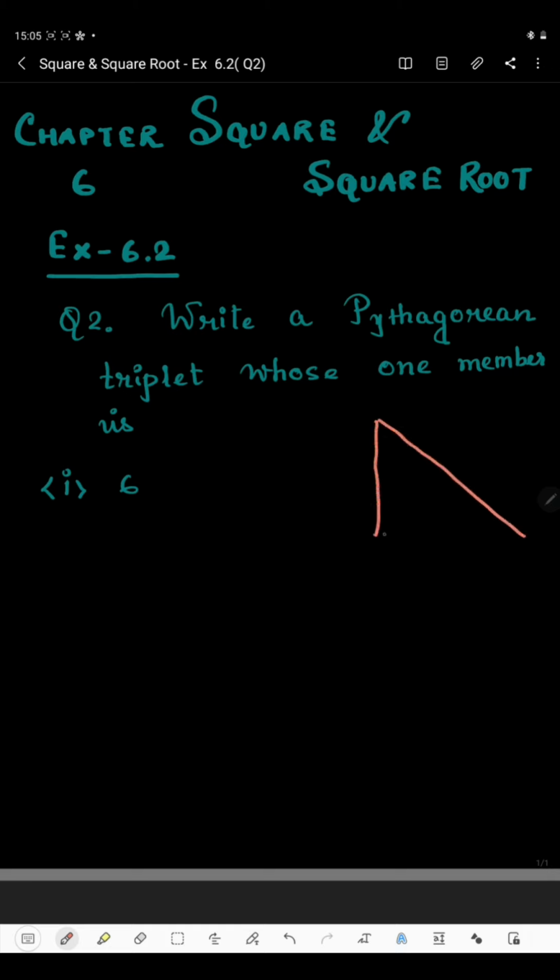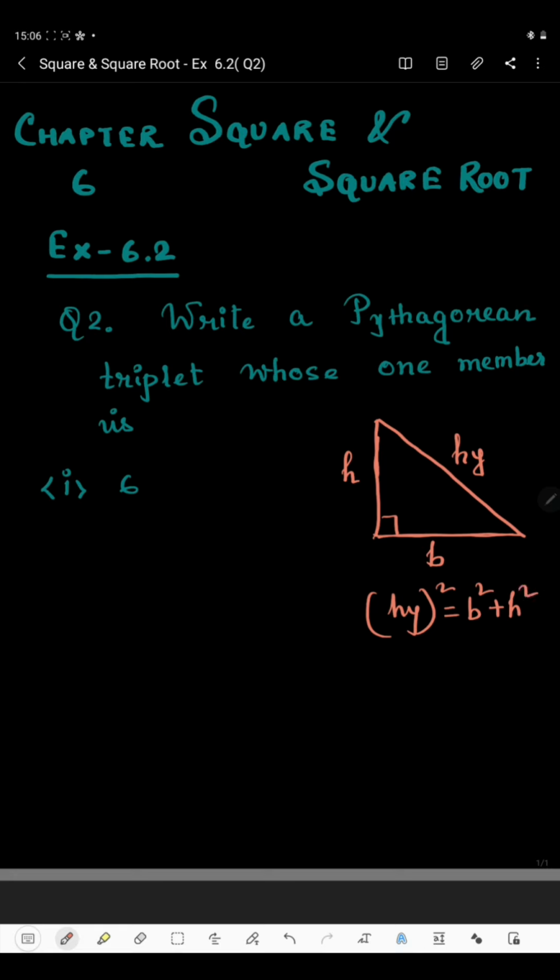Like if this is a right angle triangle, this is 90 degrees and opposite of 90 degrees is the longest side, which is called hypotenuse, and this is called base and this is called height. Okay, now according to Pythagoras theorem, we can write the square of hypotenuse, meaning the square of the longest side, is equal to the sum of the squares of base and height. So b square plus h square.